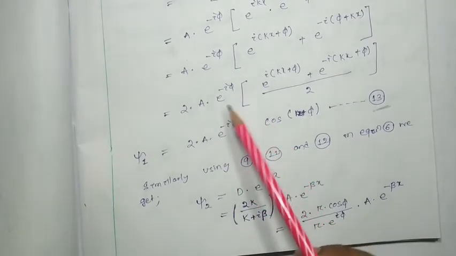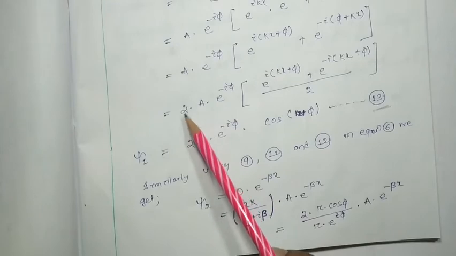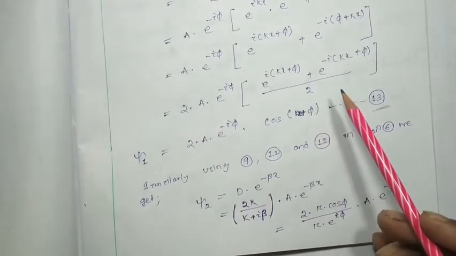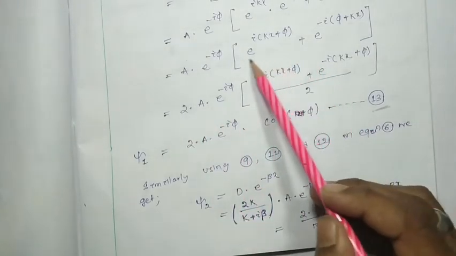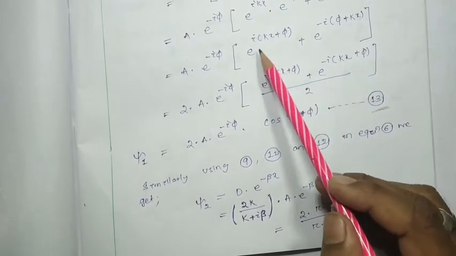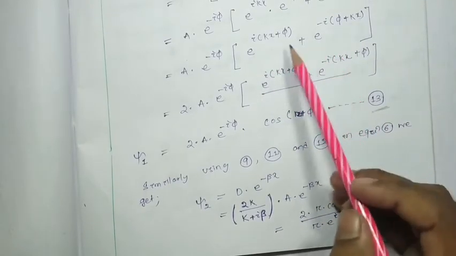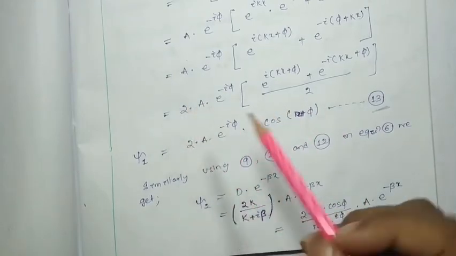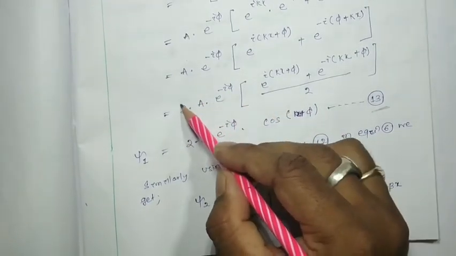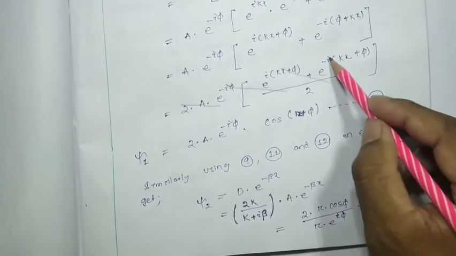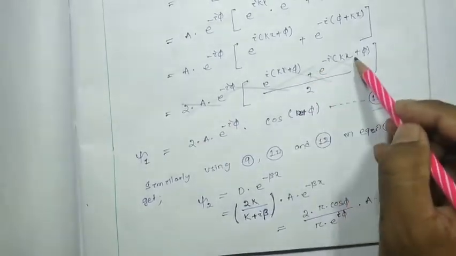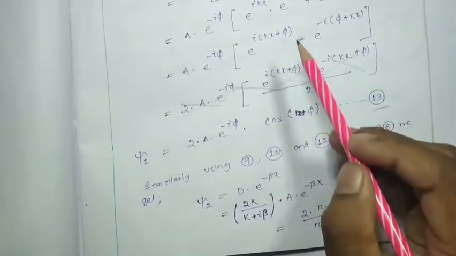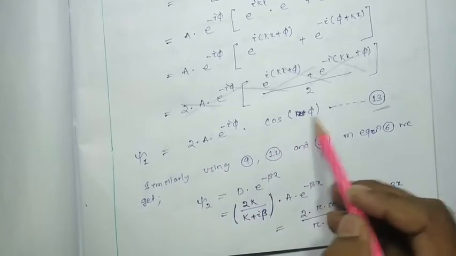See here, I multiplied 2, divided 2. Instead of doing these things, this is simply nothing but 2 cos(kx plus phi). This is this much, meaning the last expression. So this line is not required at all. This line is not required, you just strike it, because this value is nothing but 2 cos(kx plus phi).